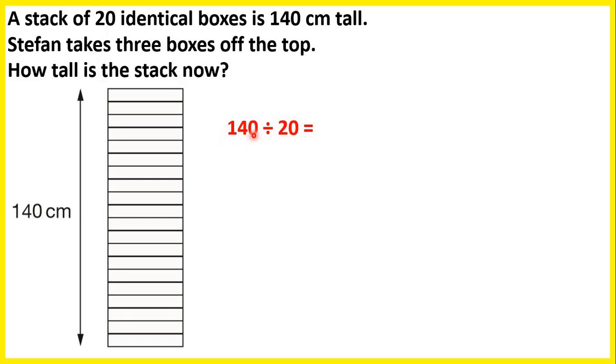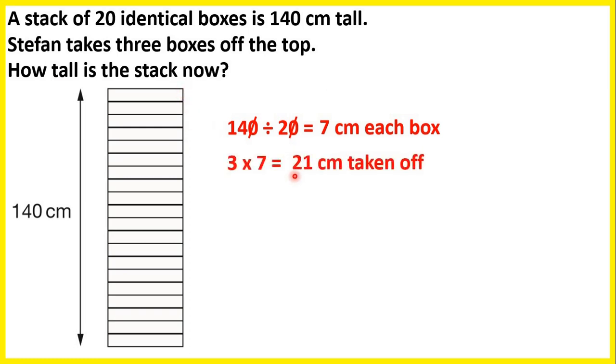So because we have a division question with end zeros, we can cancel our end zeros, and then 14 divided by 2 is 7. So that tells us that each box has a height of 7 centimeters. Stefan has taken 3 boxes off the top, so that's 3 times 7, or 21 centimeters, that he's taken off. And if he started with 140 and took 21 off, we can work out 140 minus 21, so that's 119 centimeters left.